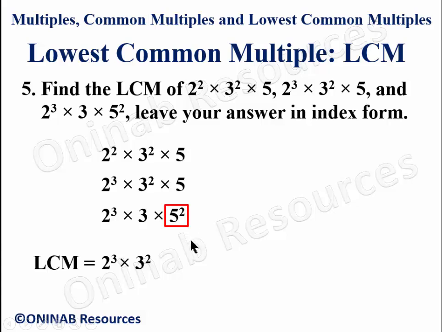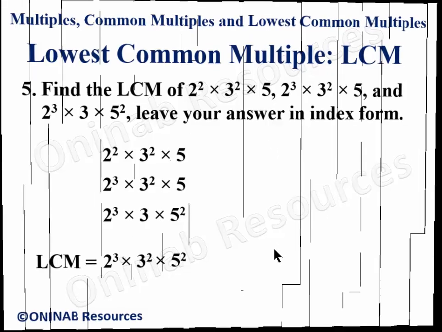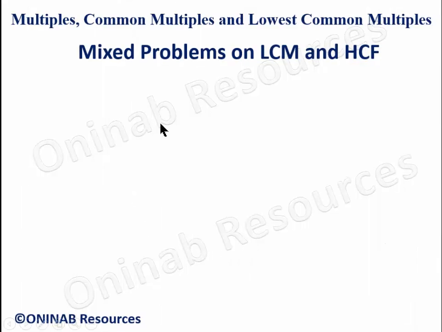We go for the 5 squared, which is times 5. Therefore, 2 raised to the power 3 times 3 squared times 5 squared gives the LCM of the number represented in problem 5. Is that okay? So we go to the next phase, which is mixed problems on LCM and HCF.